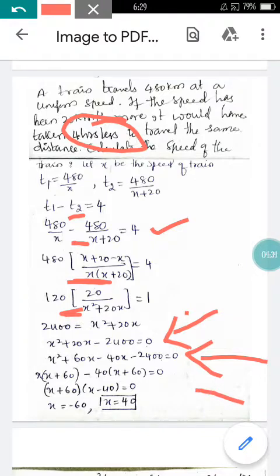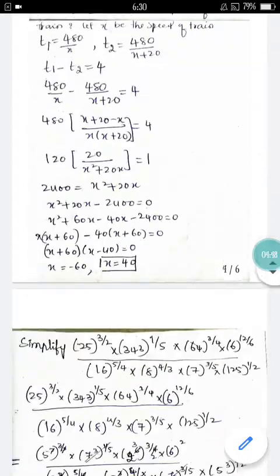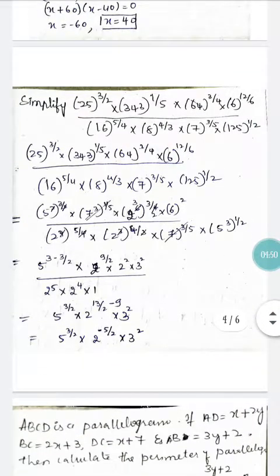Then you are going to get the values of x as 2. But here you need to find the correct value, as the speed cannot be negative. So the correct answer for this question will be x equal to 40. So this was about this question. Now come to the next question here.